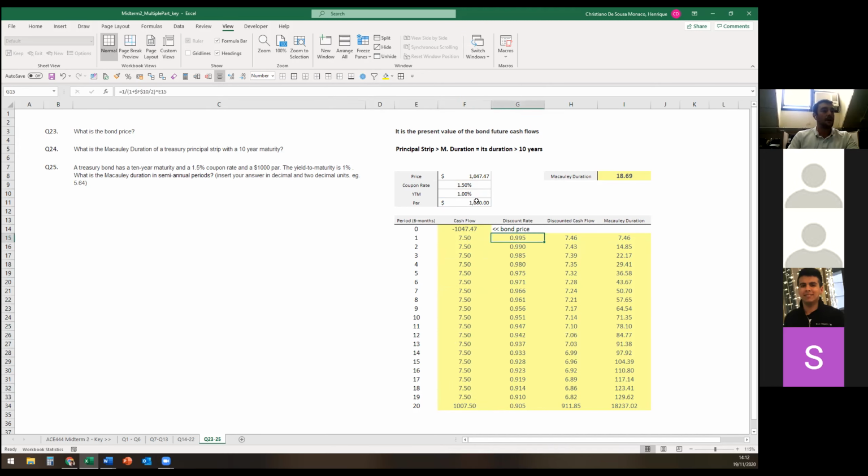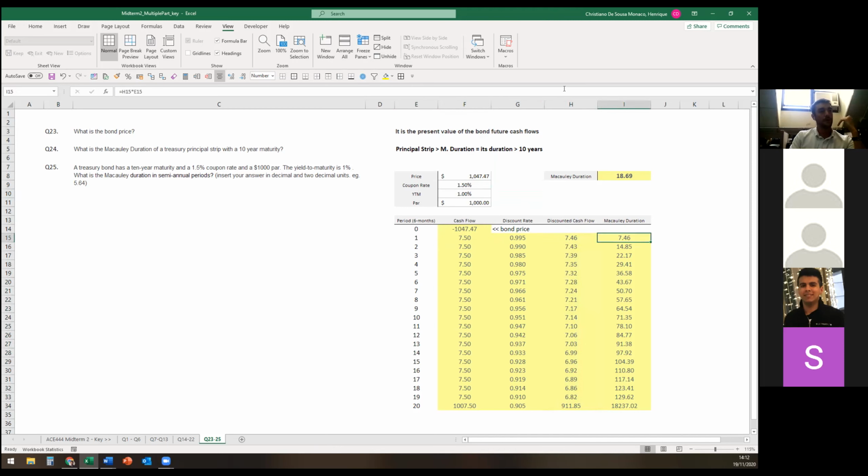Now, we have the yield to maturity, so you can use that to figure out the discount rate in each period. Then we can multiply the cash flow by its discount factor to find the discounted cash flows. And you might be wondering why we're doing that. It's because to find the Macaulay duration, we have the numerator here, but we need the price to figure out the denominator. So I'm first walking you through how to calculate the price. And the sum of these discounted cash flows is equal to the price, right?